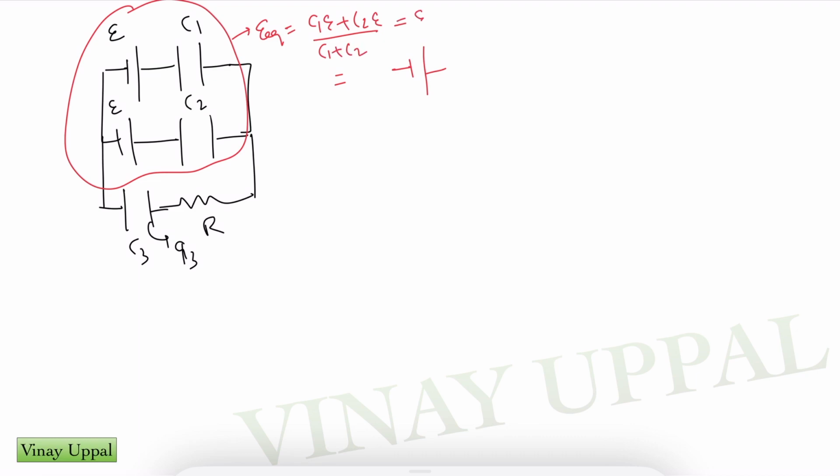So I'm going to combine the upper two branches. So what will be my E equivalent for this combination? E equivalent would be C1E plus C2E divided by C1 plus C2, that is simply E, and therefore my circuit will look like an EMF E. And what will be the C equivalent for C1 and C2? That will be C1 plus C2, then C3 and a resistance R.